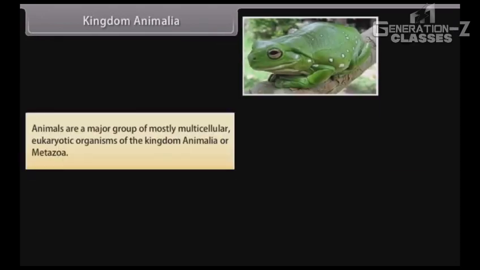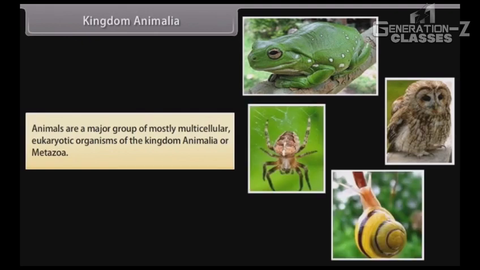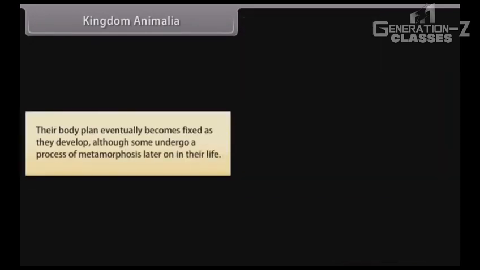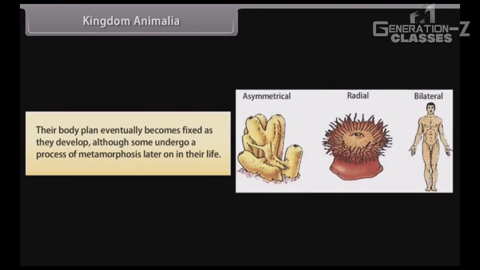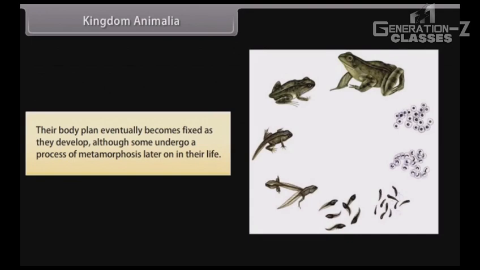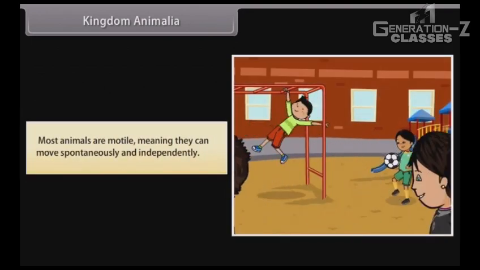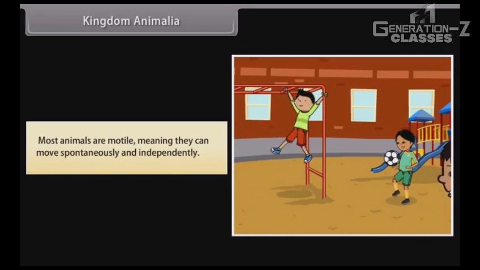Kingdom Animalia. Animals are a major group of mostly multicellular eukaryotic organisms of the kingdom Animalia or Metazoa. Their body plan eventually becomes fixed as they develop, although some undergo a process of metamorphosis later on in their life. Most animals are motile, meaning they can move spontaneously and independently.